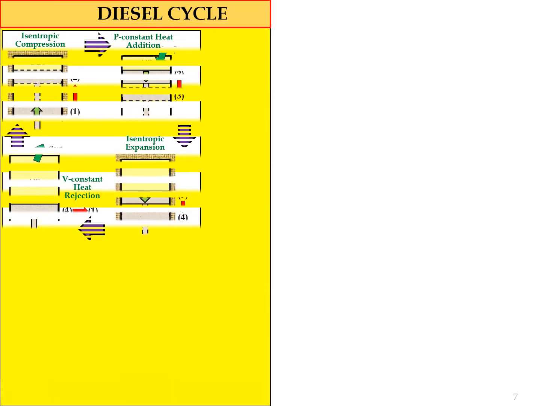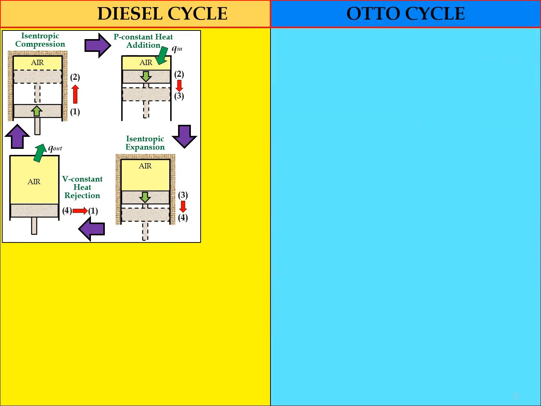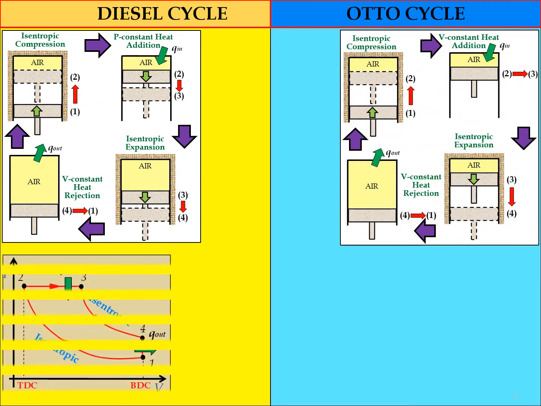Okay, I already explained the diesel cycle and also the Otto cycle. Now we look into the differences between these two. First, we look into the diesel cycle. These are the four processes of the diesel cycle. And now we look into the Otto cycle, and these are the four processes of the Otto cycle.